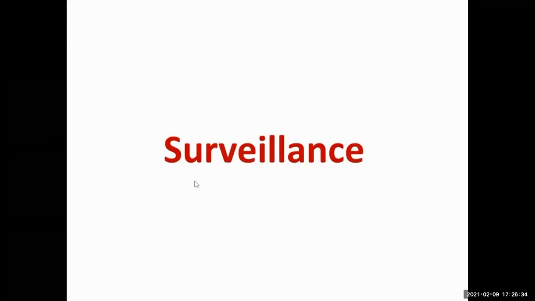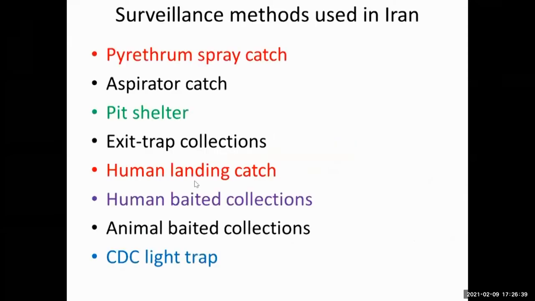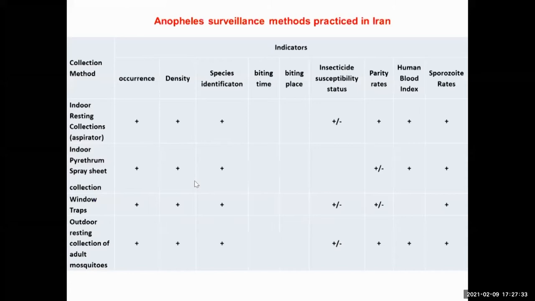Now, after this very short introduction, I'm going to go through some of those surveillance methods that have been used and are being used in our country during the last 70 years of combating malaria in Iran. As Dr. Irish mentioned very well in detail, I'm just going to mention the names of some of those methods: pyrethrum spray catch, aspirator catch, pit shelter, exit trap collections, human landing catch, and human baited collection, also animal baited collection, especially very important because of the zoophilic tendency of this species, and finally, CDC light trap. These are the classic surveillance systems that we are using in our country, generally for malaria and also specifically for Anopheles stephensi, as this is the main and most important species of malaria vectors in the country.